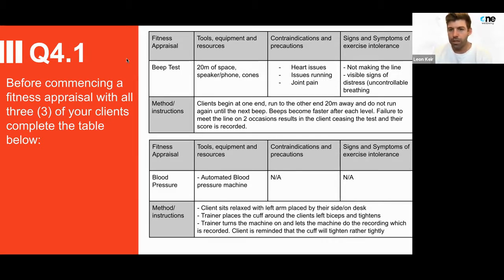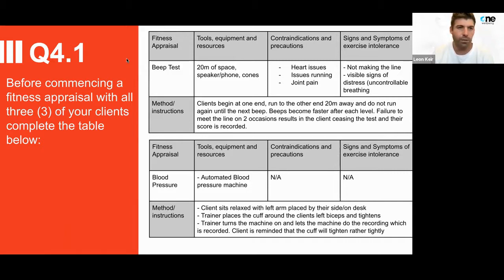So some contraindications or precautions. So contraindications, guys, it just means exercise that's going to cause injury or harm. So if the client had a lower body injury, that would be a contraindication. You wouldn't do a beep test with them, because it's not going to do good for them. It's actually going to make things worse. So some contraindications we put down there, like if they've got heart issues, issues running, or any joint pain in their lower body. Signs and symptoms of exercise intolerance, pretty self-explanatory.